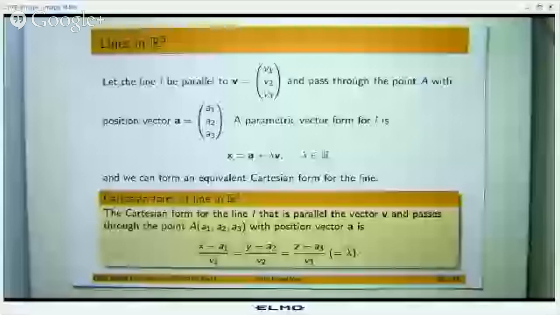In this presentation I'm going to continue my series of videos that give a basic introduction to vectors. In particular, in this video I'm going to talk about lines in 3 dimensions, or R cubed. We're going to talk about the parametric vector form of a line, the Cartesian form of a line, and the relationship between the two. So let me share my screen with you and we'll get down to business.